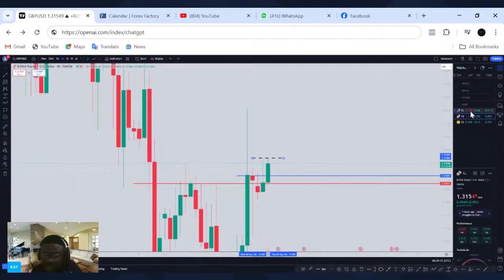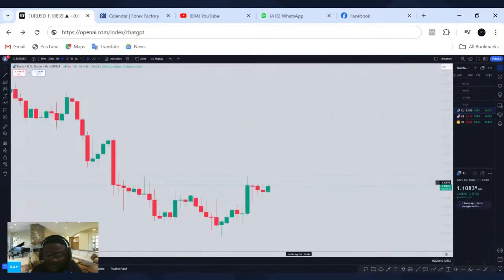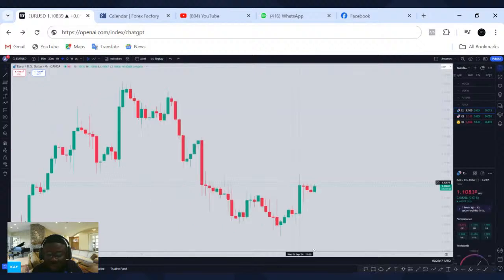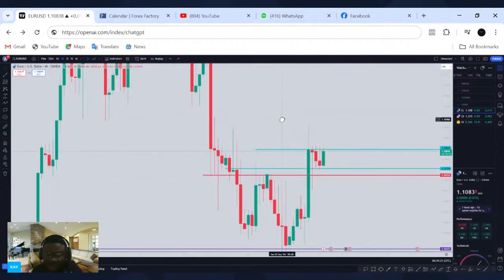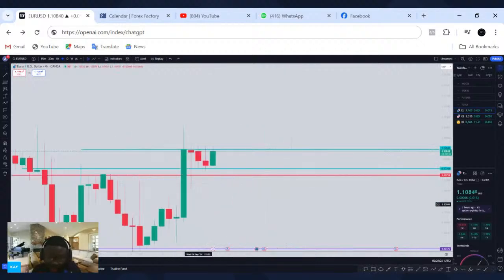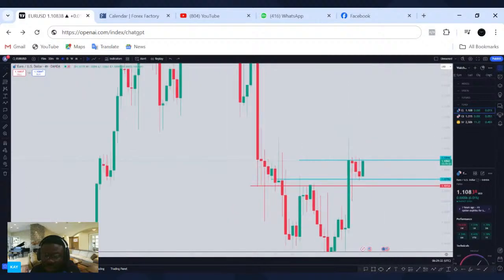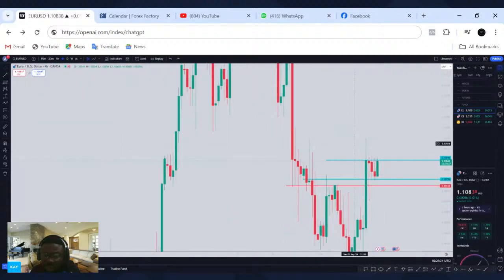Let me check Euro USD because it's the same structure that you are finding on Euro USD too. Okay, but one thing about Euro USD is you have to wait for the candle to close because this candle opened with no wick at the top. You get it, no wick at the top.